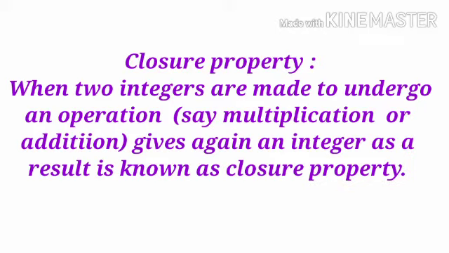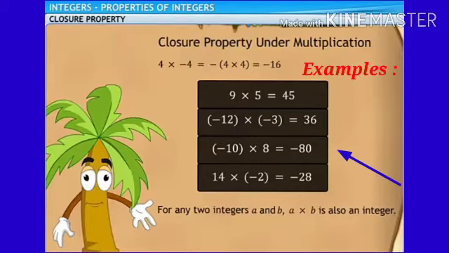Closure property. When two integers are made to undergo an operation, say multiplication or addition, and give again an integer as a result, it is known as closure property. Now let us see whether multiplication holds this closure property. Here 4 and minus 4 are integers. Then the product of 4 and minus 4 is minus 16, which is also an integer.